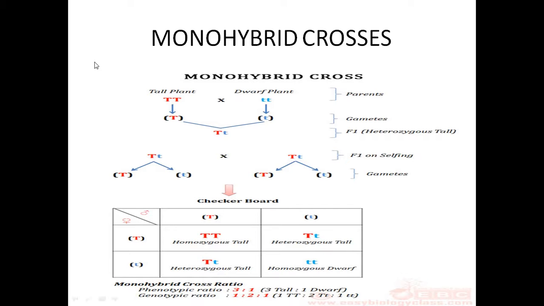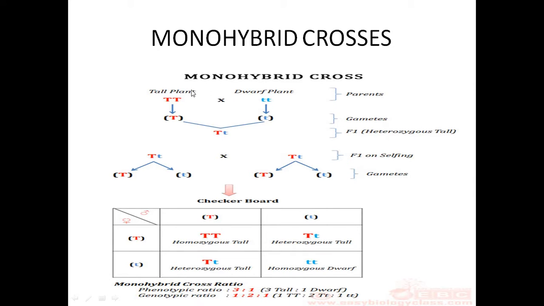A cross between two parents. This is one parent with the tall plant, and this is the other parent with the dwarf or short plant. We are taking here only one character of a plant, tall or short. That's why when a single character of the parents is considered in a cross, we call it a monohybrid cross.